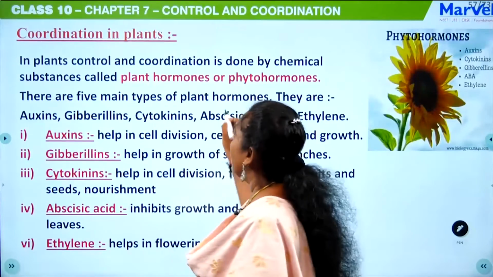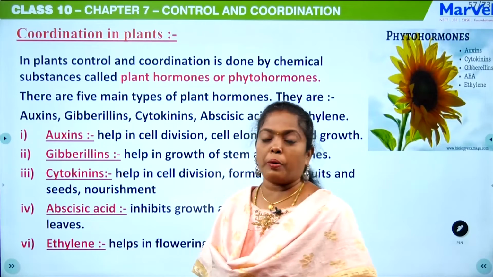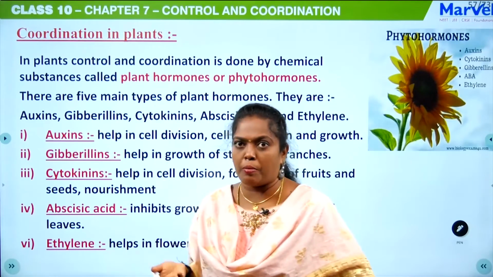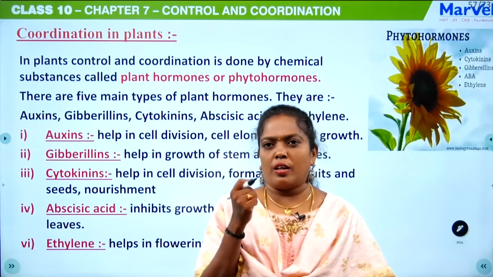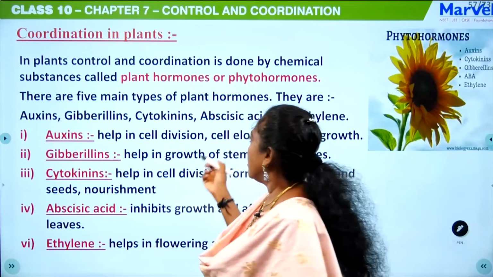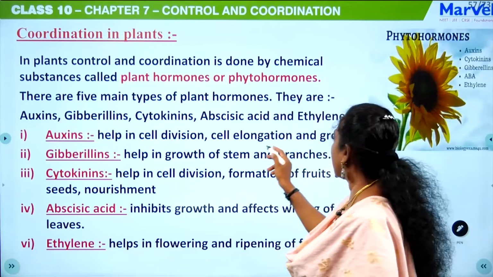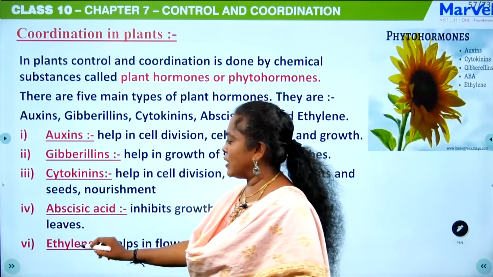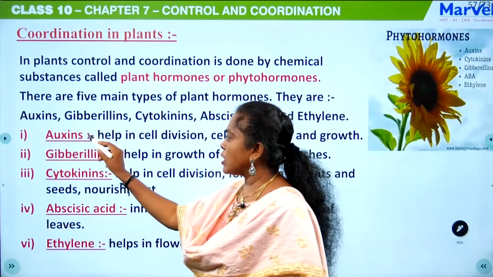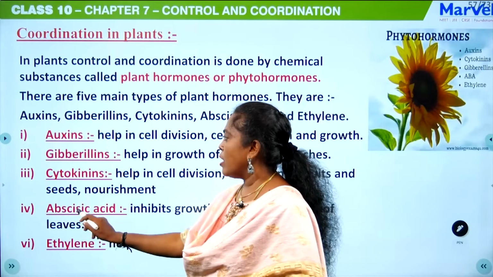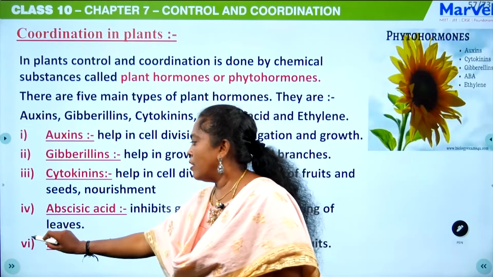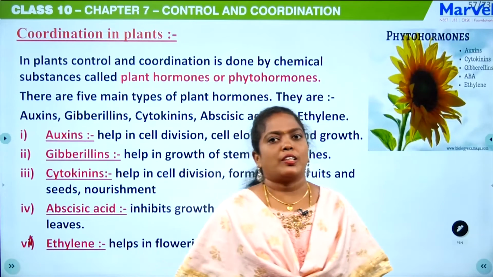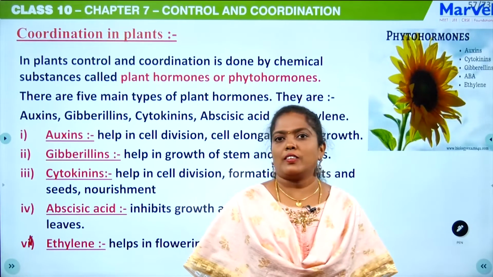Then we will see the phytohormones. Maybe you can get this type of content in the 1 mark questions. They will just ask, tell me the name of the hormone which is involved in cell division, cell elongation and growth. Then you have to say auxin, like that. So first let's see what the hormones are: auxin, gibberellin, cytokinin, abscisic acid and ethylene.